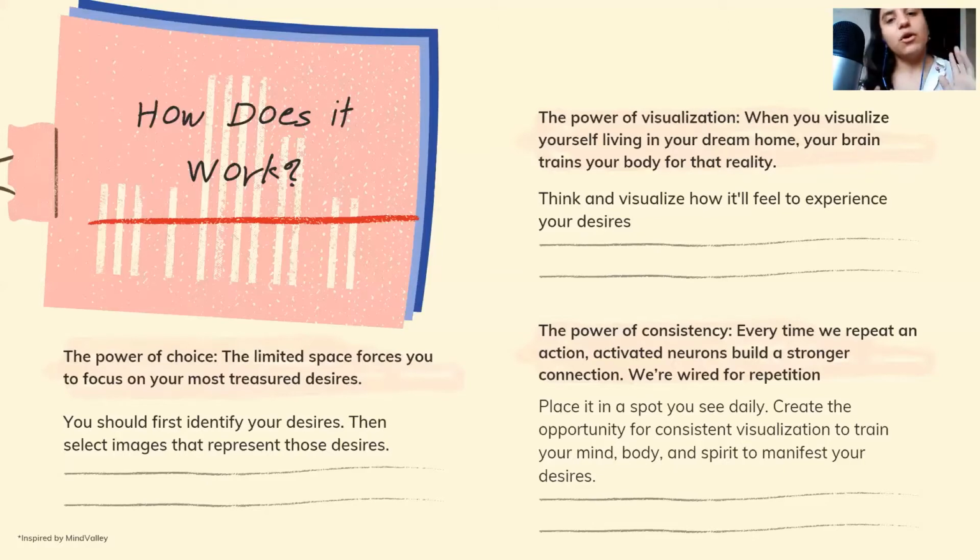Okay, so the first thing you have to do is identify what those initial desires are. What desires are you choosing to prioritize at this moment in time, because then you're going to select the images that are going to represent those desires. And an image can represent several desires at the same time. They are not mutually exclusive. If you can find an image that represents many things, that's perfect.